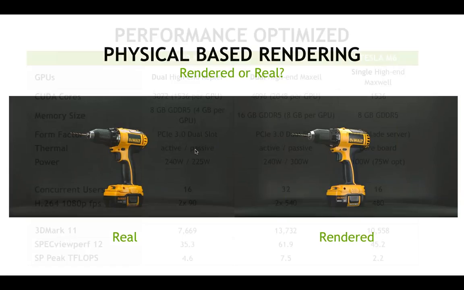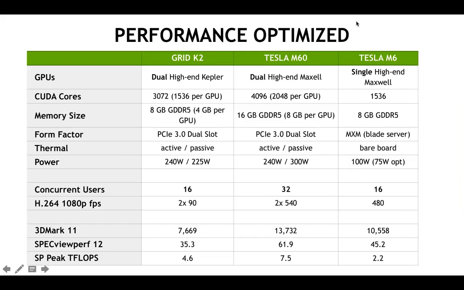So let's really quick just jump right into the products. We are breaking our products down into two categories now: performance optimized, and then on the following slide, density optimized. From a performance optimized perspective, you may have seen the K2 product that we had. This K2 product is being end of life shortly. It's not to say that we're not going to support this product anymore, but it is moving away and being replaced with the Tesla M60 and the Tesla M6.